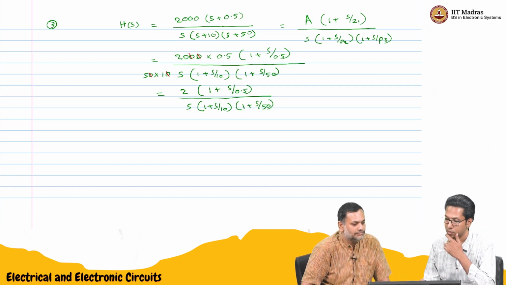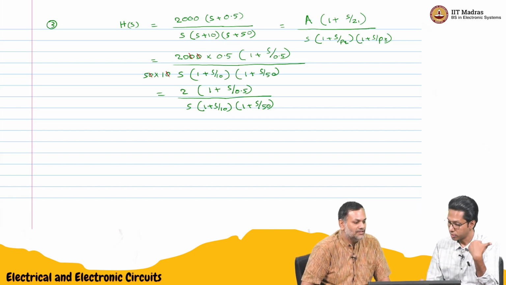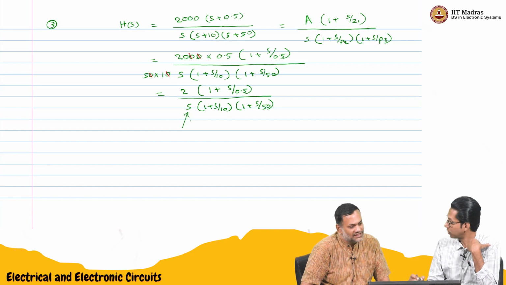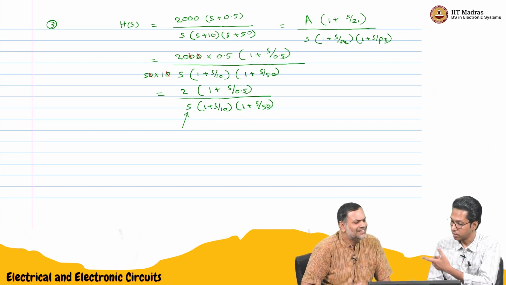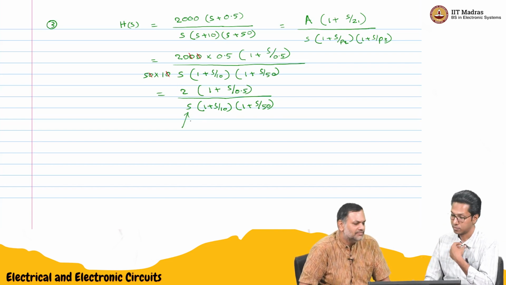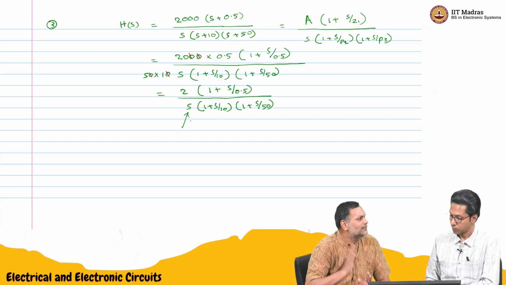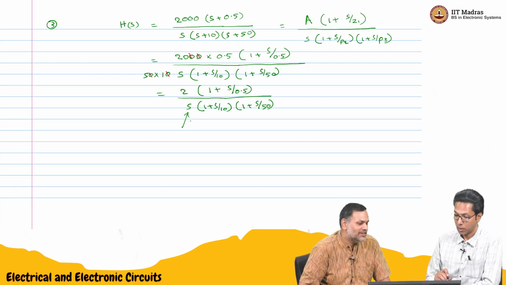So the zero is at 0.5. There is a pole at the origin, that is this one. Then another pole at 10, another pole at 50. And there is a constant gain of 2. That also we have to take into account.